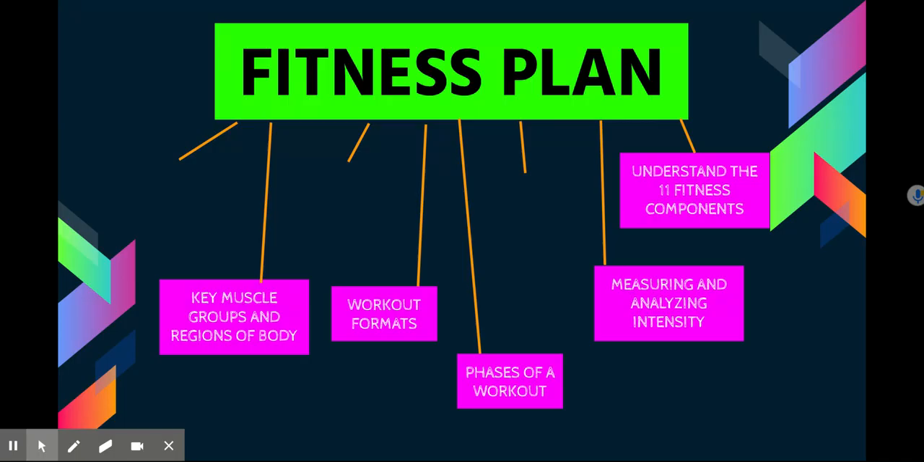So the fitness plan, all right, it embeds several different PE concepts. Thus far, we have covered the following concepts: key muscle groups and regions of the body. We've experimented with various workout formats. We've looked at the phases of a workout. We've looked at how to measure and analyze exercise intensity. And we've also looked at understanding the 11 fitness components. All of those are really important when you design a fitness plan.